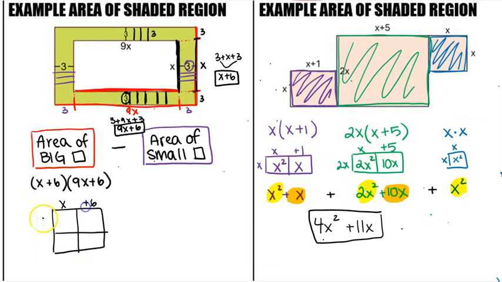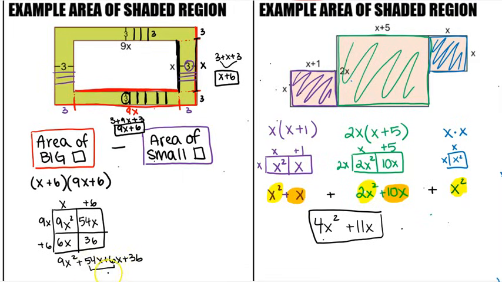x plus 6 on one side and 9x plus 6 on the other side. And I'm going to multiply, I lost my ability to change color per usual. I'm going to multiply the terms that meet in those boxes. So I have 9x squared, 54x, 6x, and 36. So the expression for this one would be 9x squared plus 54x plus 6x plus 36.